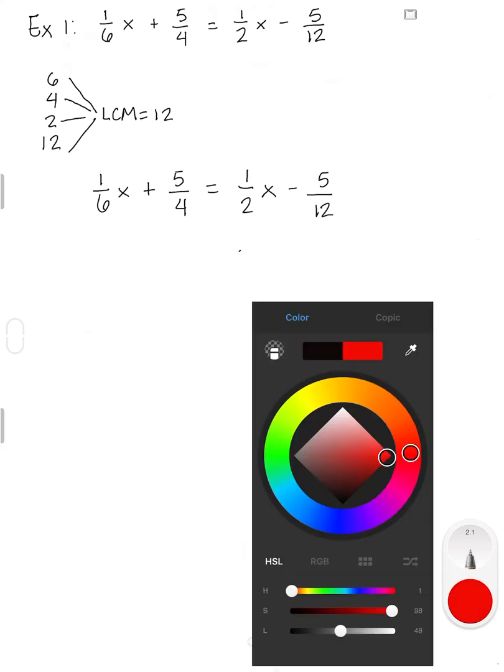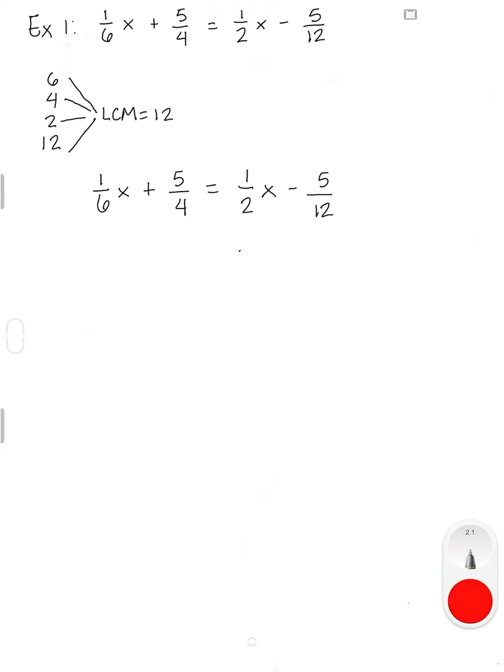Now, for the denominators, we have 6, we have 4, we have 2, and we have 12. And that least common multiple is going to be 12, because 4 times 3 is 12, 2 times 6 is 12, and 12 times 1 is 12. So this is what's going to help us get rid of the fractions in the equation.